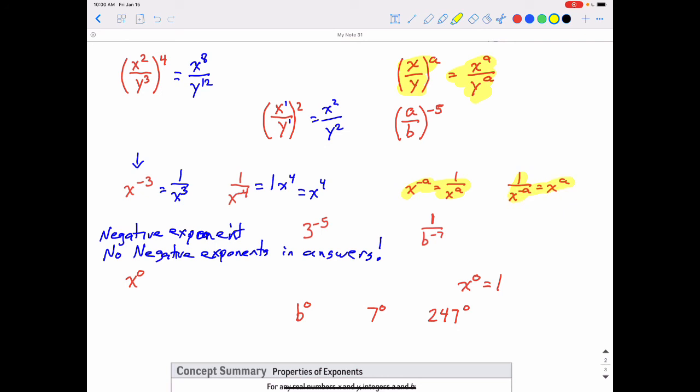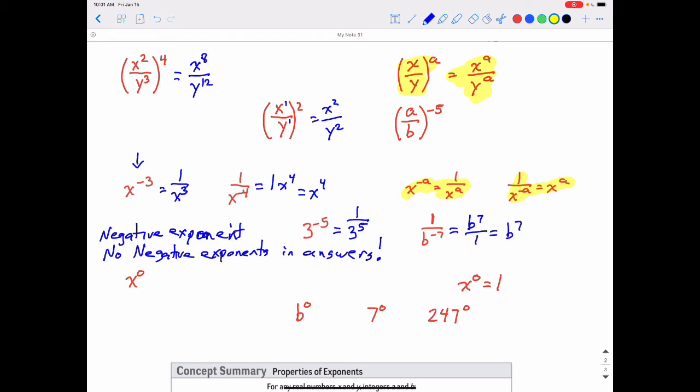So 3 to the negative 5th power would be, moving that to the bottom of a fraction, 1 over 3 to the positive 5th power. And then you can choose to multiply that if you wish. 1 over b to the negative 7 power, well, we have a negative exponent already on the bottom of a fraction, so I'm going to move that to the top. So that would be b to the 7th over 1, because you have to have something on a fraction, or just b to the 7th.